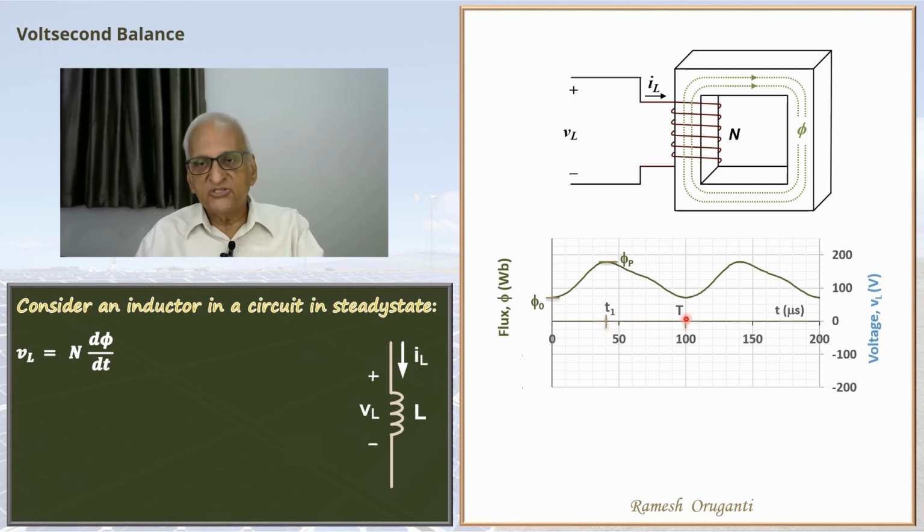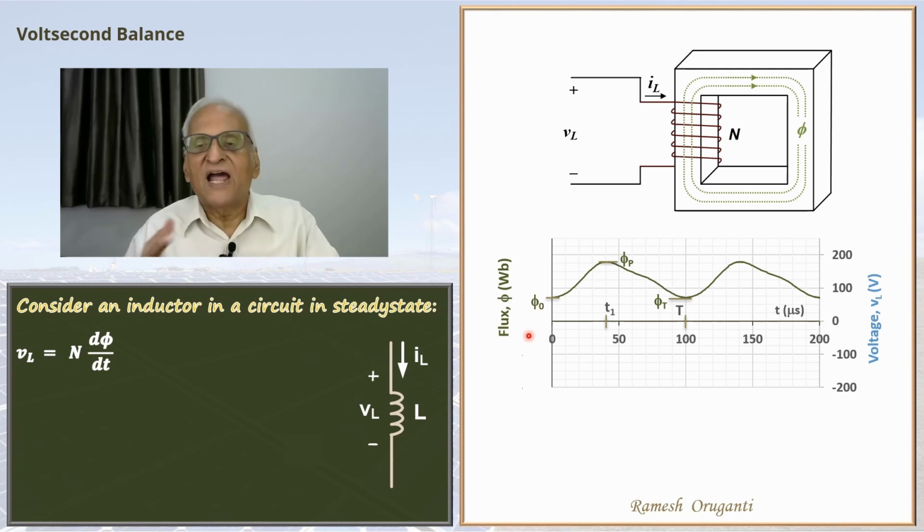Once again, the voltage will be 0 here because the slope d phi by dt is again 0 here. And between T1 and T, the voltage VL will stay negative and the voltage will have a small wiggle because of the wiggle in the flux. The flux at T is phi T, and of course phi T is equal to phi naught.